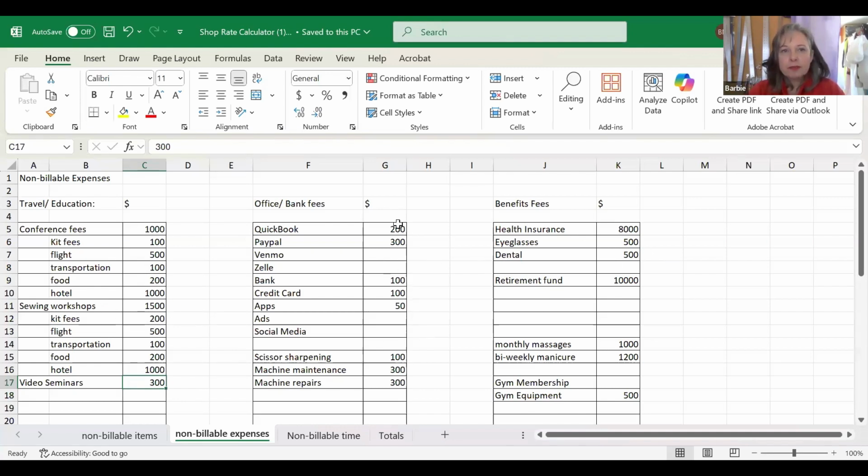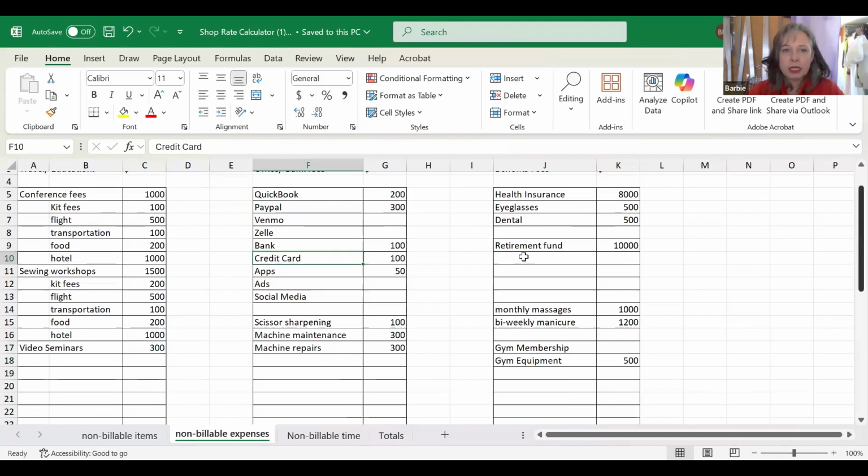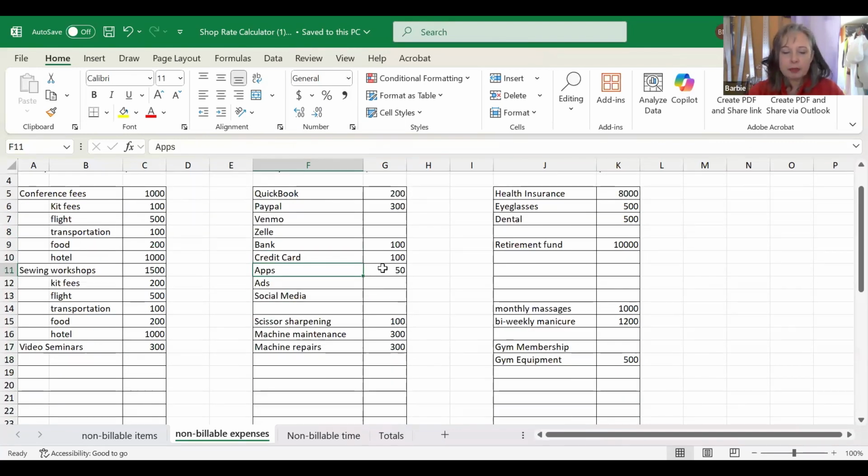Okay. Office and banking fees. Those are part of your business. If you subscribe to QuickBooks, or if you have to buy a new QuickBooks thing every few years or whatever, put that in here. Any PayPal fees, your Venmo fees, Zelle, any bank fees that you incur for anything, credit card applications, credit card fees, any apps that you buy.